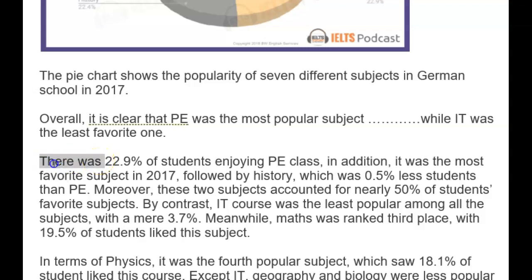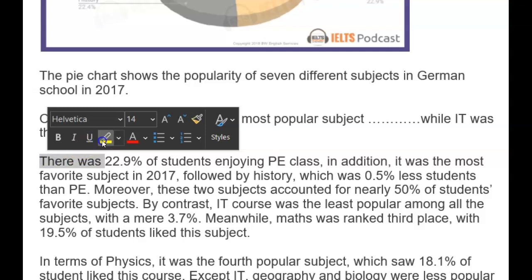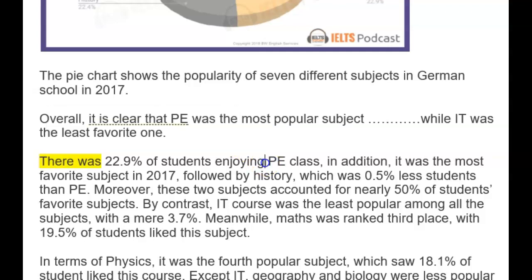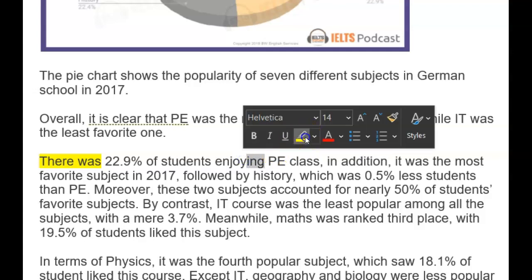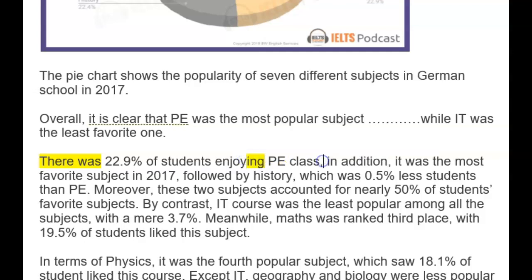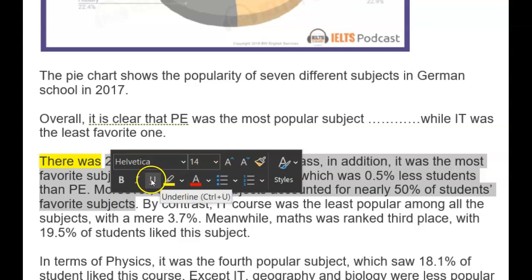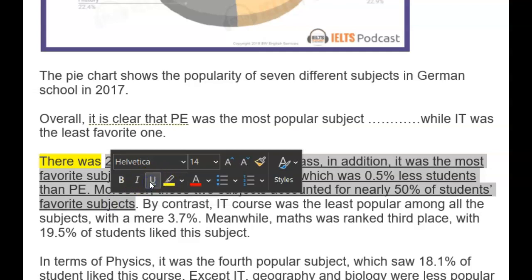So I would just start, yeah, 22% of students enjoyed, past tense, be careful because it's 2007, PE class most, closely followed by history. So link these two together, which is 0.5% less. Well done. And I really like that. Moreover, yep, that's excellent. So this is all really nice. Really good. I'm going to underline it, because we really like that.